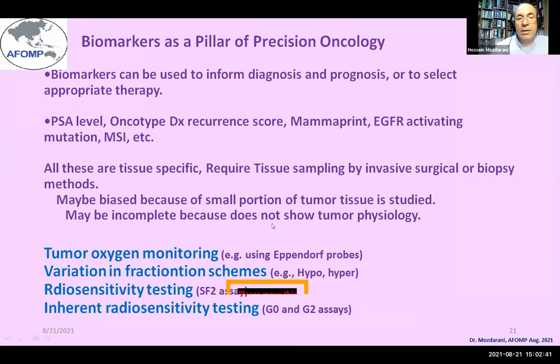Other markers currently in use for biomonitoring of tumor tissues for appropriate radiotherapy are tumor oxygenation monitoring using Eppendorf probes, different schemes of fractionation, radiosensitivity testing with colony assay on tumor cells, and a study of inherent radiosensitivity of patients using G0 and G2 assay.